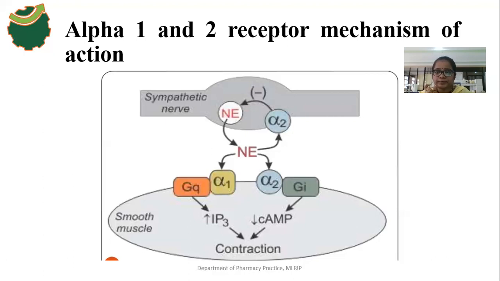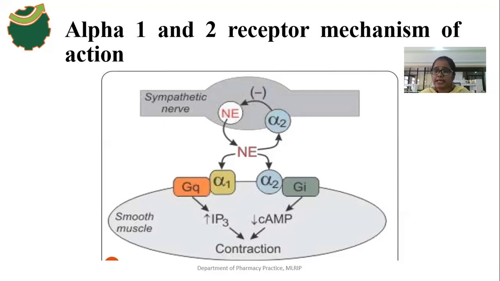If the cyclic AMP levels are very high in smooth muscles, the high levels of cyclic AMP inhibit the MLCK enzyme, that is myosin light chain kinase. So in response to high levels of cyclic AMP, the MLCK levels will decrease.